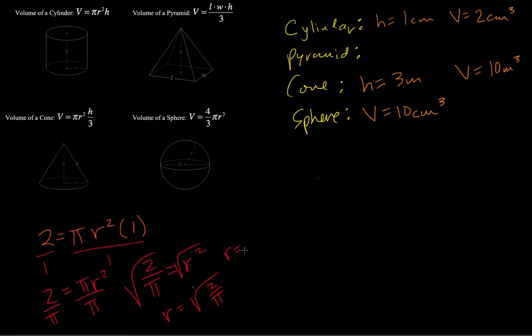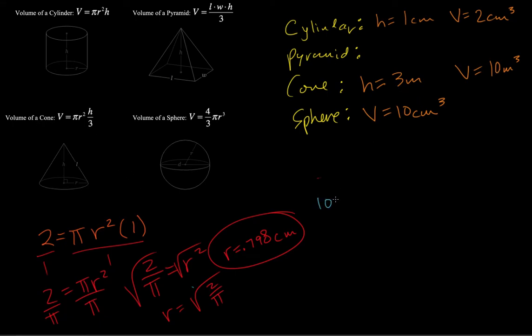So the radius is 0.798. And since this is centimeters and this is centimeters cubed, the radius would be measured in centimeters. Okay, now we're going to move on to the cone. We're not doing a pyramid, but we're doing a cone.